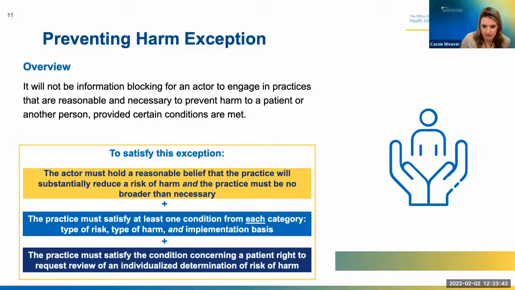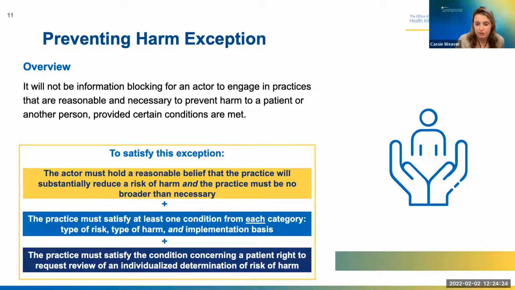Finally, the implementation basis in that blue box in the middle means that the practice has to be implemented in a specific way. Either there has to be an organizational policy that meets certain requirements, which I'll summarize as saying it's in writing, based on relevant expertise, and implemented in a consistent and non-discriminatory manner, or the implementation basis can be individualized in the exercise of professional judgment by a licensed healthcare professional who has a current or prior clinician-patient relationship, and it must be based on facts and circumstances known or reasonably believed at the time the determination is made.